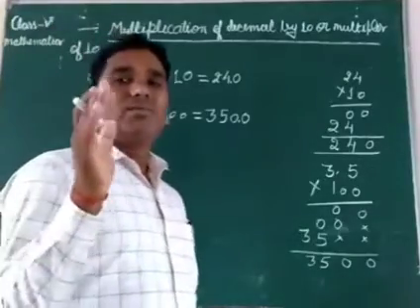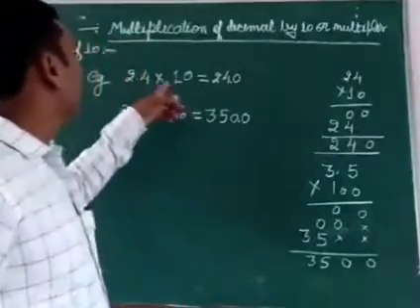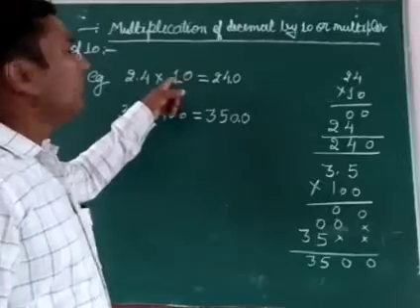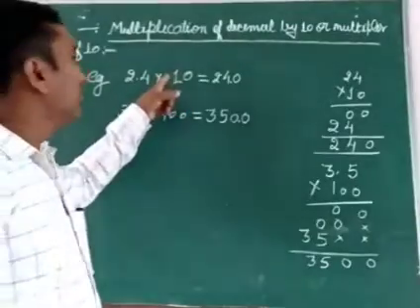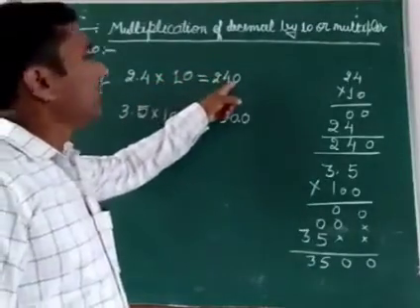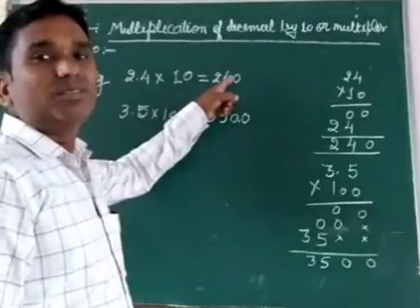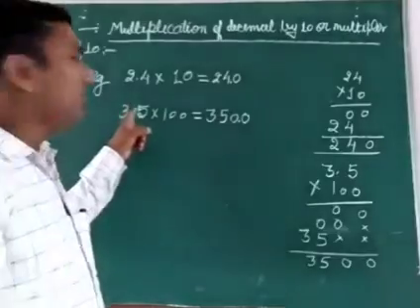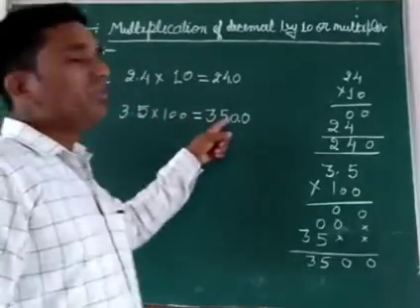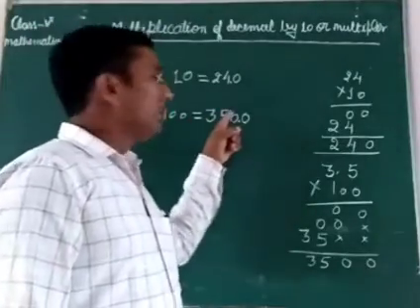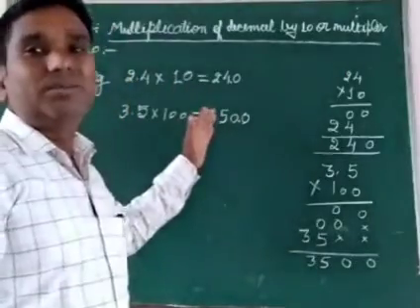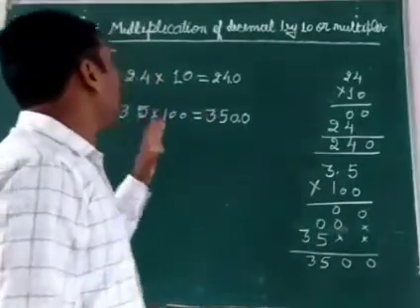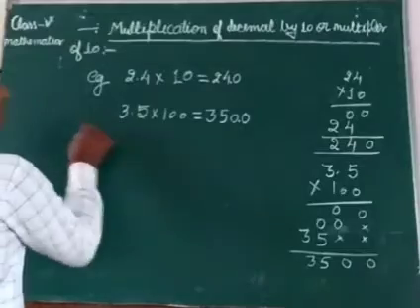What do you see in both results here? When you are multiplying by 10, one 0 comes at the end of the number. In the second one, when you multiply 3.5 by 100, two zeros come at the end of the number. Then you can make one formula.